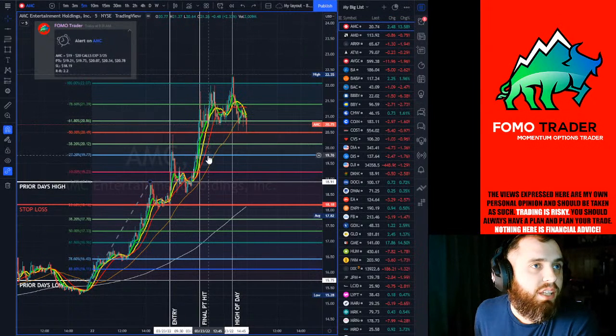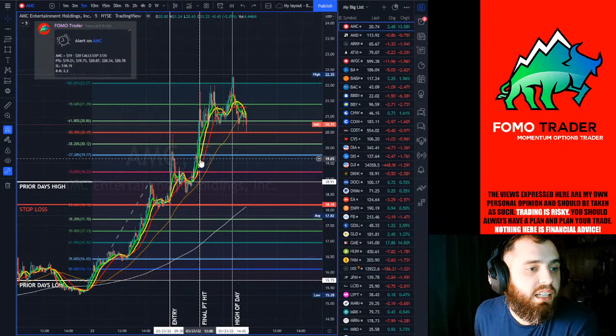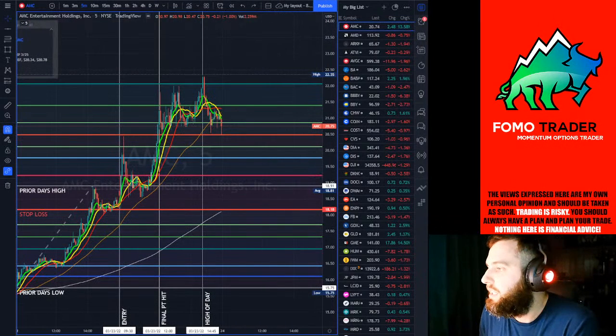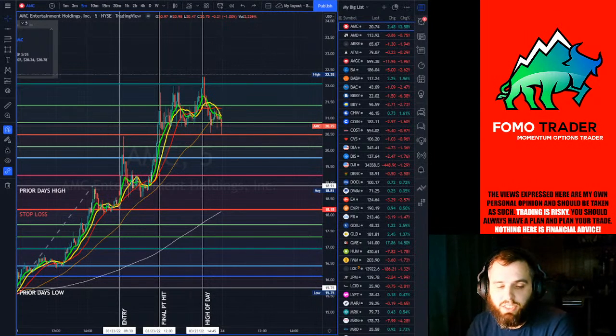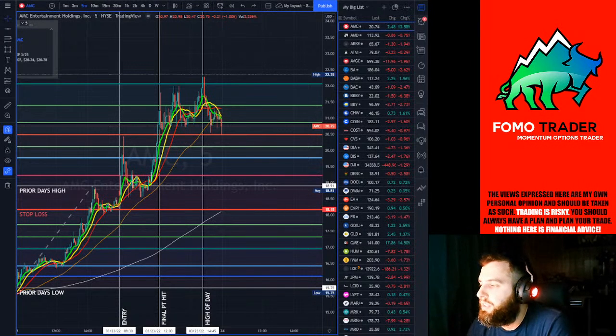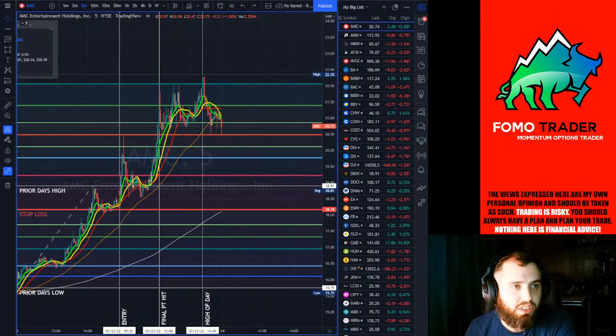So I exited this trade right at 12 o'clock, at 12:03, and the contracts were at $1.75. From 60 cents to $1.75, that's $115 per contract, or 191.6%. That was a fire call.